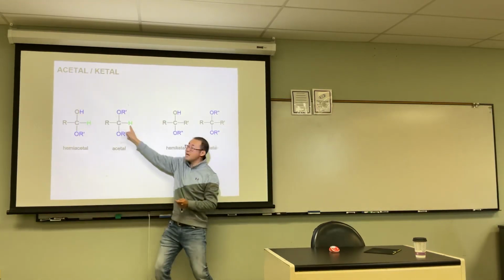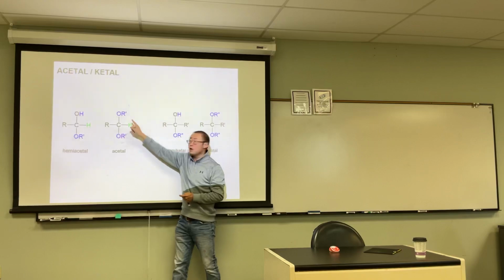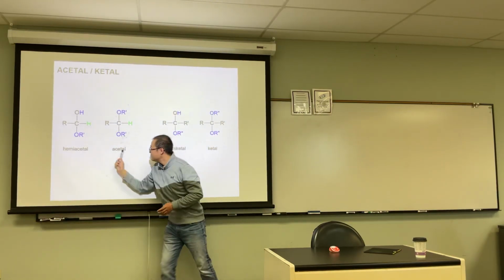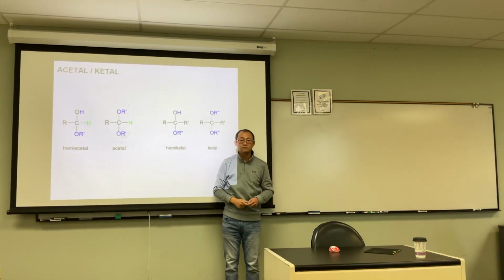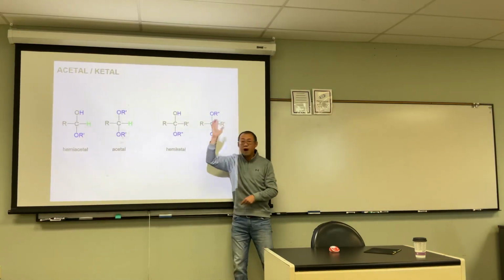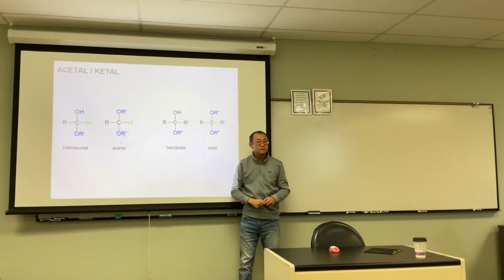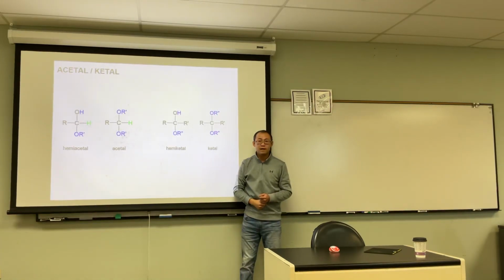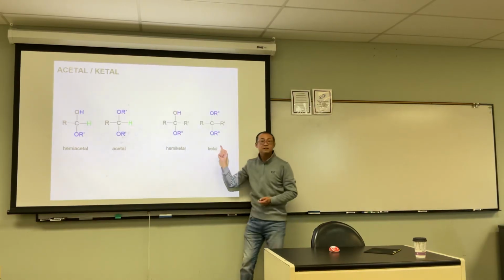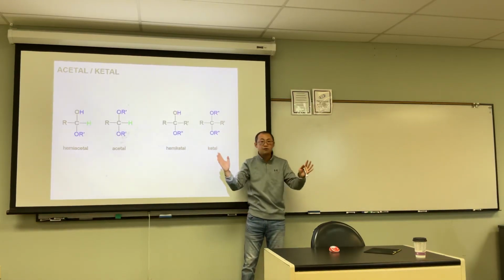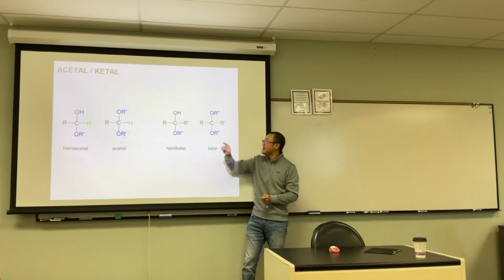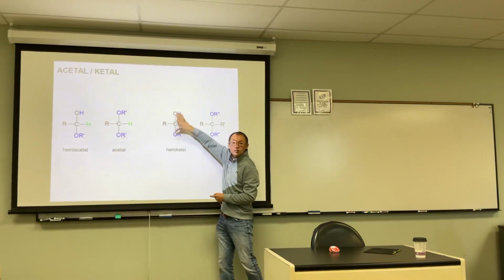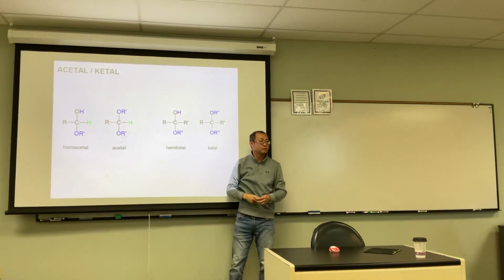If the carbon has a hydrogen on it, we know these are from aldehyde, so they're acetals. If on the carbon there's no hydrogen on it, we know they're from ketone, and they're ketals. That's first, you know what they're from. By looking at this carbon, you can easily find it. Which carbon? Again, the carbon with two oxygens bonded to it.